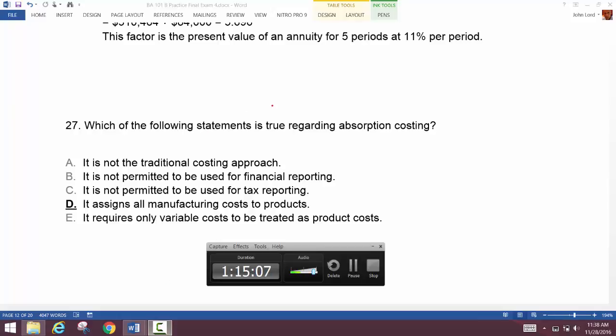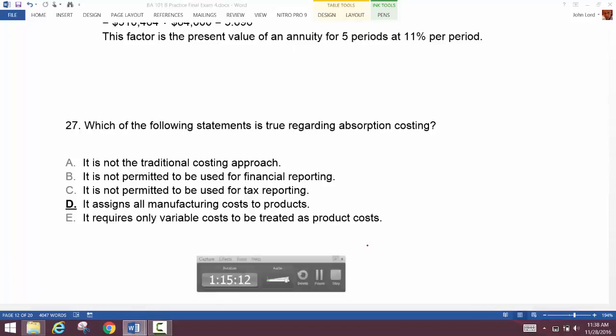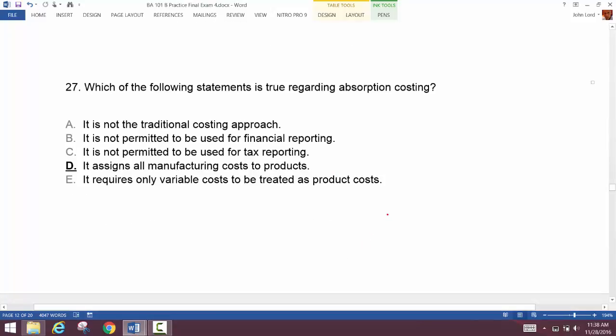Okay, so we're going to start to move into some questions now regarding absorption versus variable costing. And remember, guys, the major takeaway between the two methods is how we treat our fixed manufacturing cost, right? Under variable, we're going to expense them. Under absorption, we're going to keep them in inventory until those items are sold, in which case they go out as part of our cost of goods sold, right? Fixed manufacturing cost is the big difference.